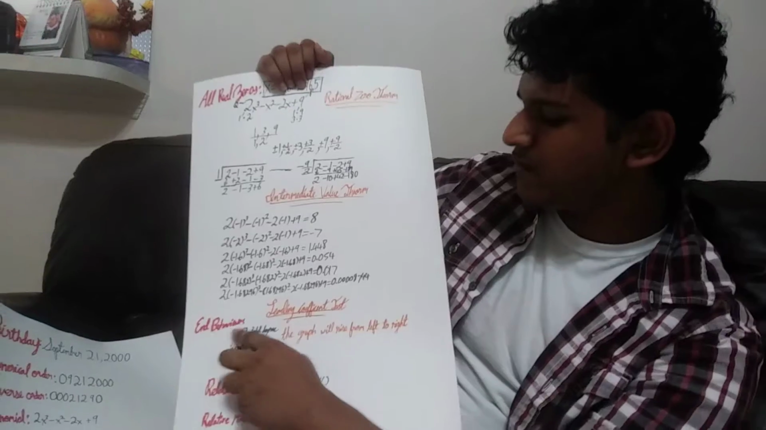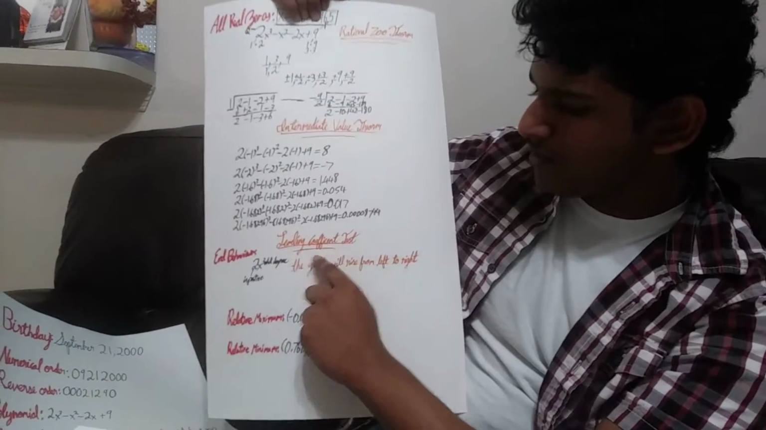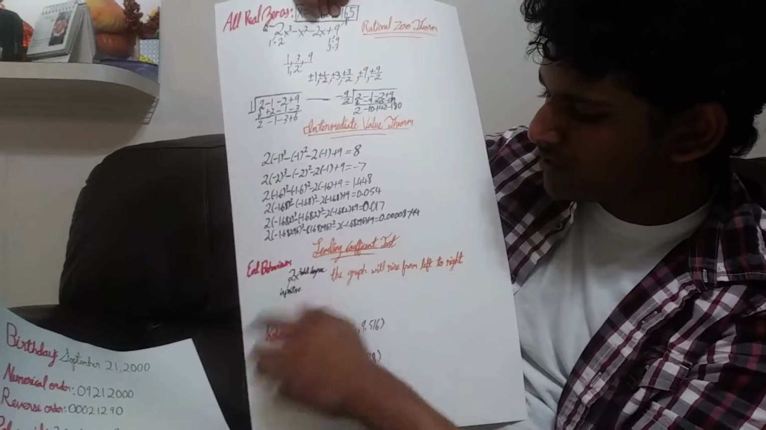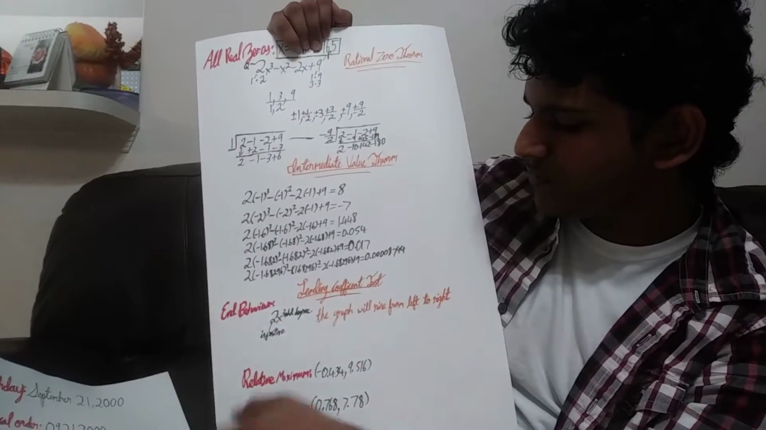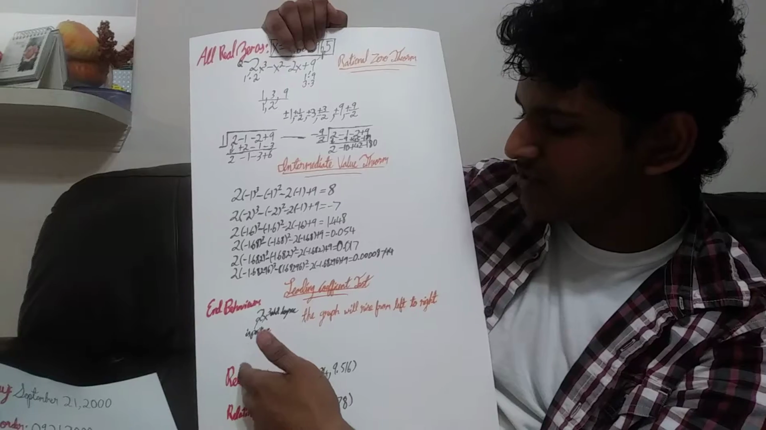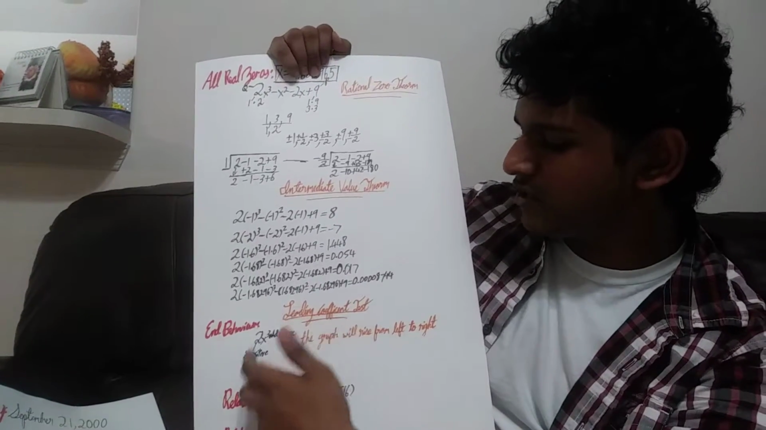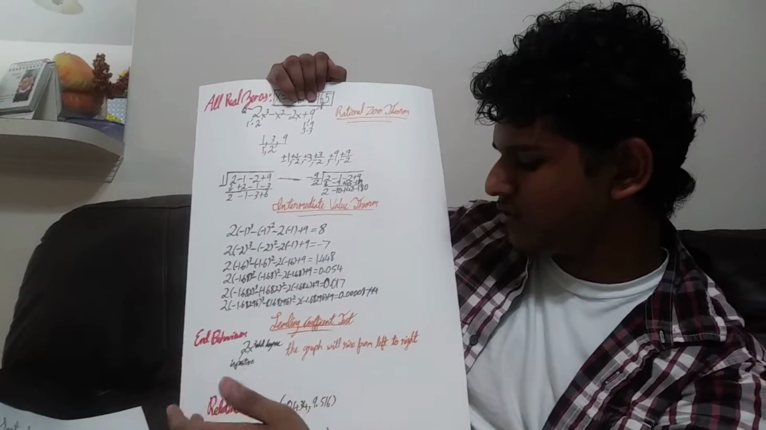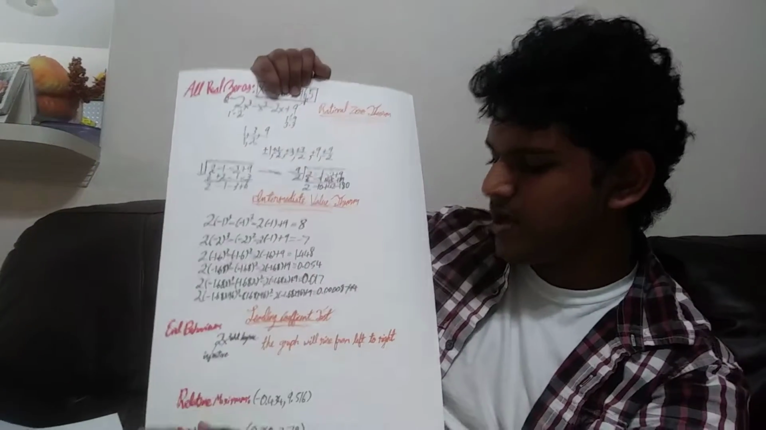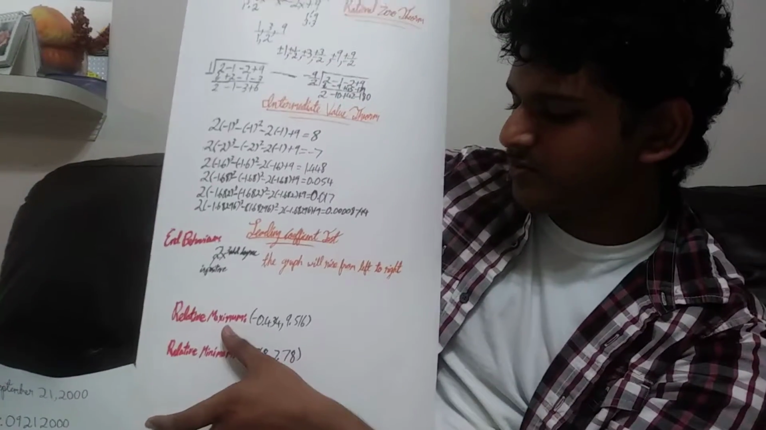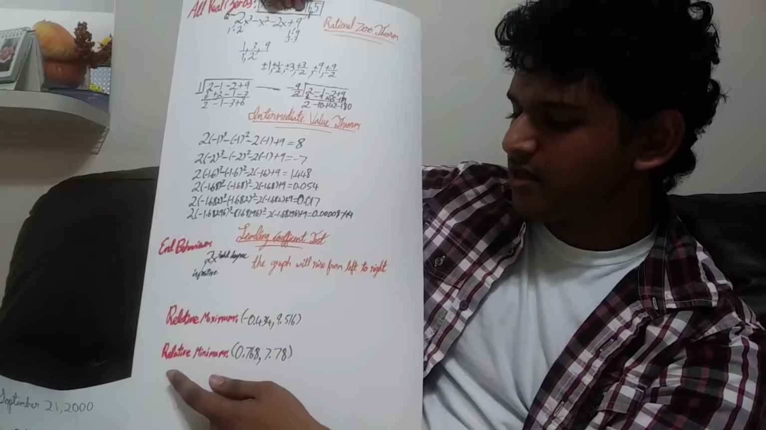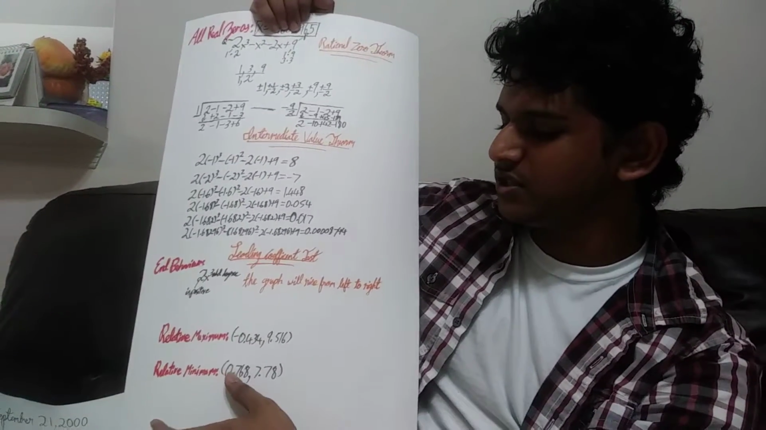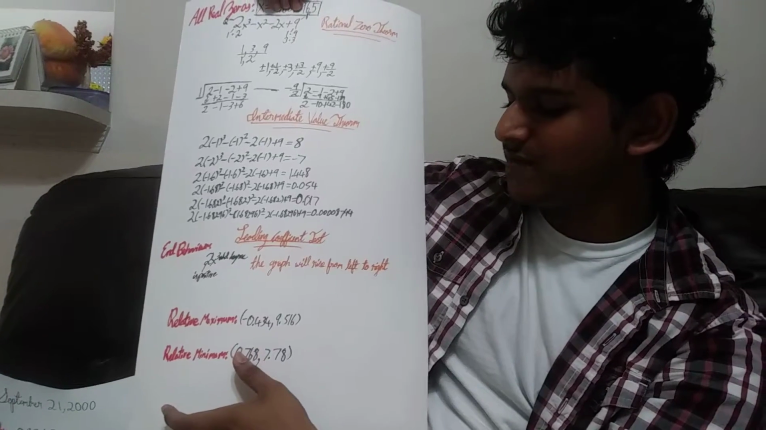Now to find the end behavior, we use the leading coefficient test. And the leading term is 2x cubed. And because the coefficient is positive and the degree is an odd degree, thus the graph is continuous and the graph will rise from the left to the right. Now the relative maximum is negative 0.434x, 9.516y. And the relative minimum is 0.768x and 7.78y.